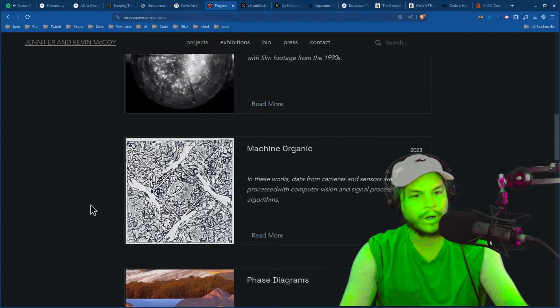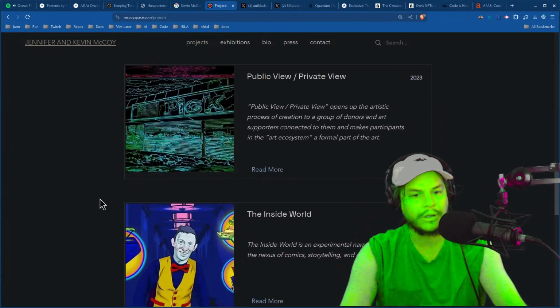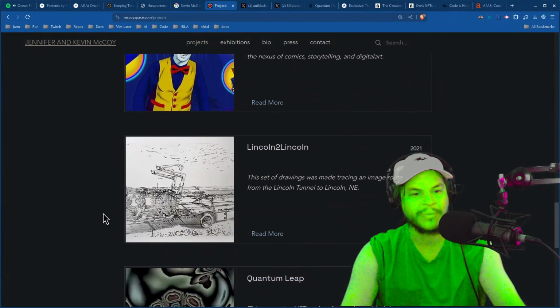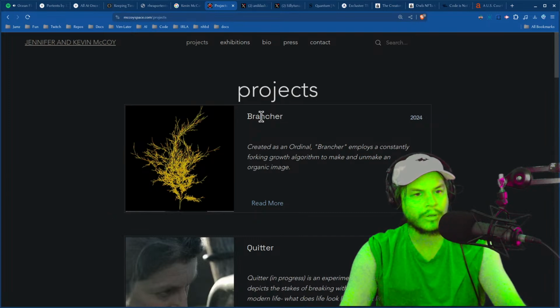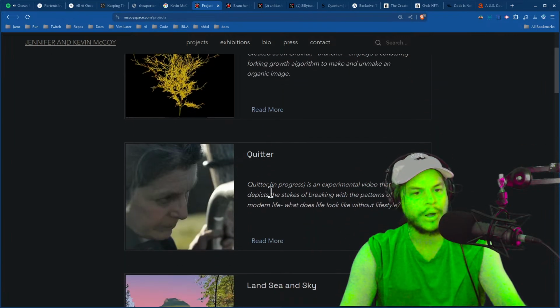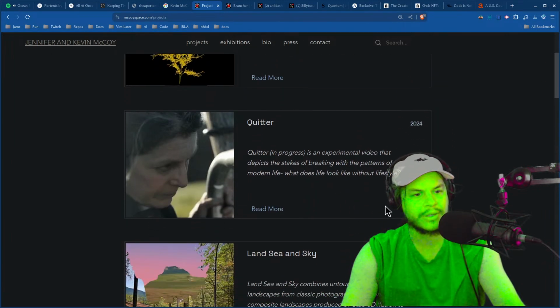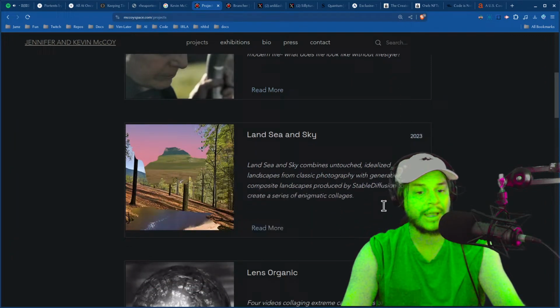There's a bunch of different projects. I'm just giving a little overview, and then we'll dive in. Here, I'll just read each one, because these are simple. So this is their ordinal, the branch. Constantly forking growth algorithm to make and unmake an organic image. Quitter is an in-progress experimental video that depicts the stakes of breaking with the patterns of modern life. What does life look like without lifestyle?